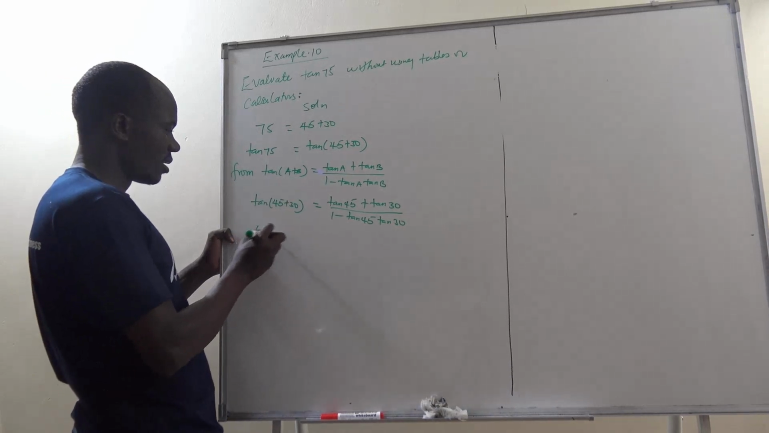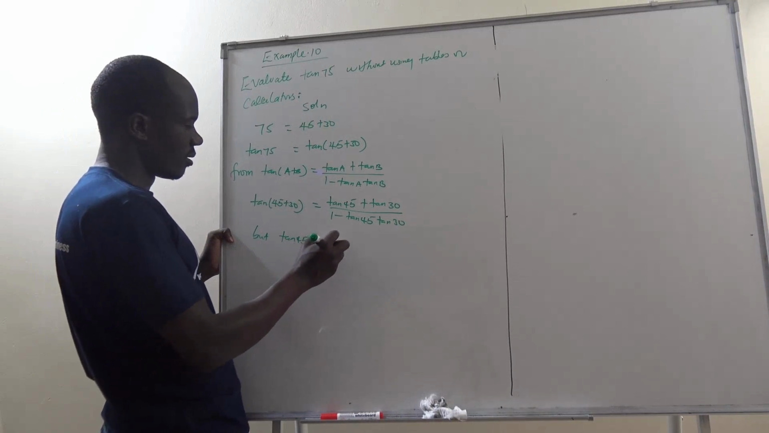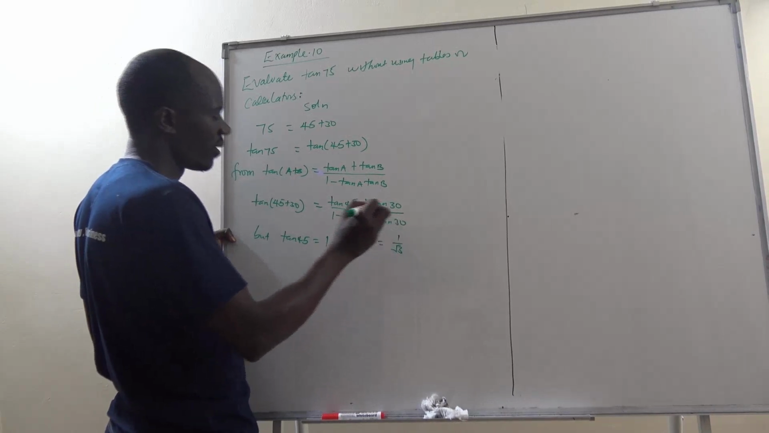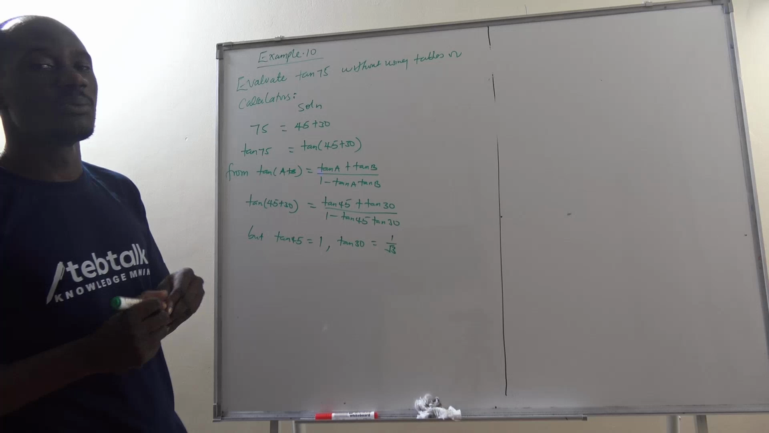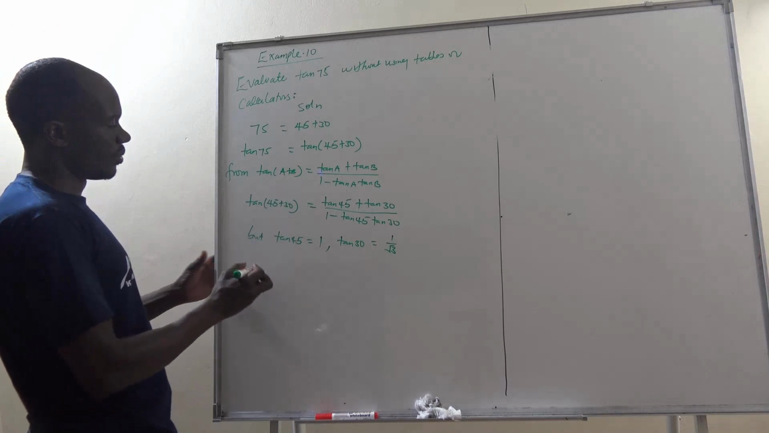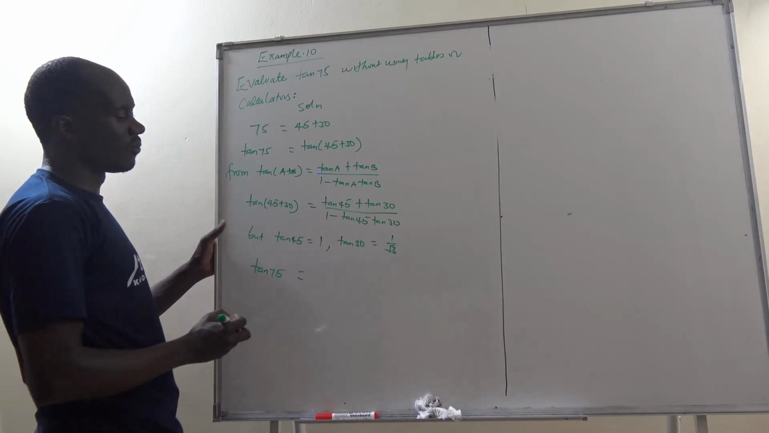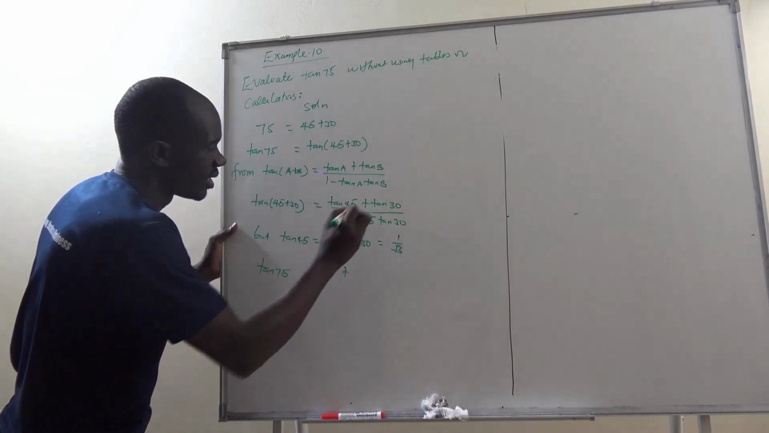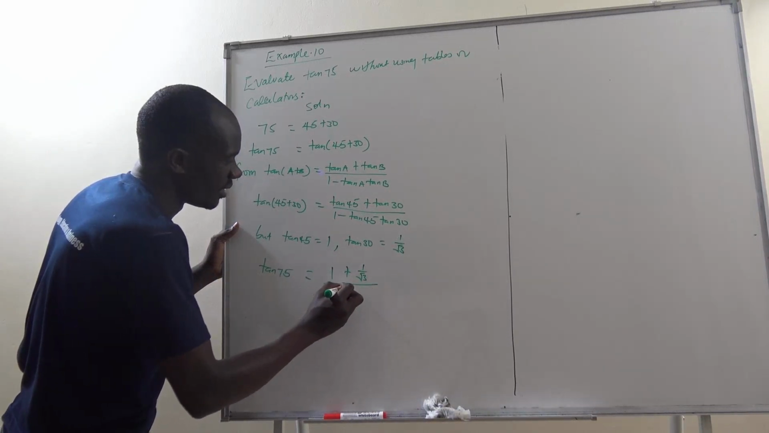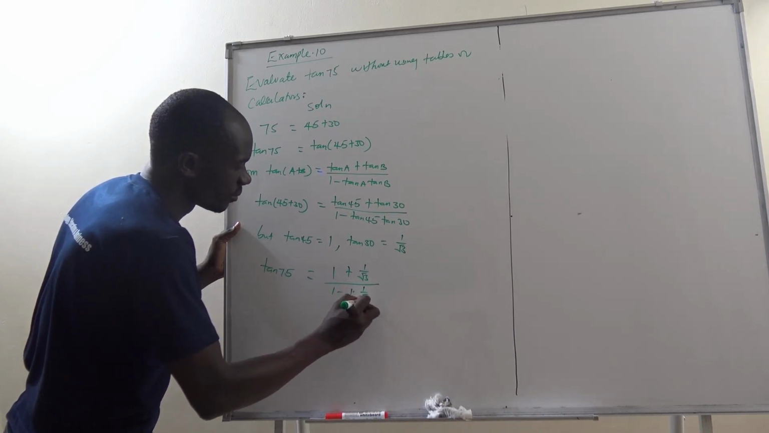But tan 45 is the same as 1, and tan of 30 is the same as 1 over root 3, as we tried to prove the other time. So we move on. What do we do? We say now tan 75 is the same as, when you see tan of 45, put 1, plus tan of 30, I just put 1 over root 3, all over 1 minus 1 times 1 over root 3.